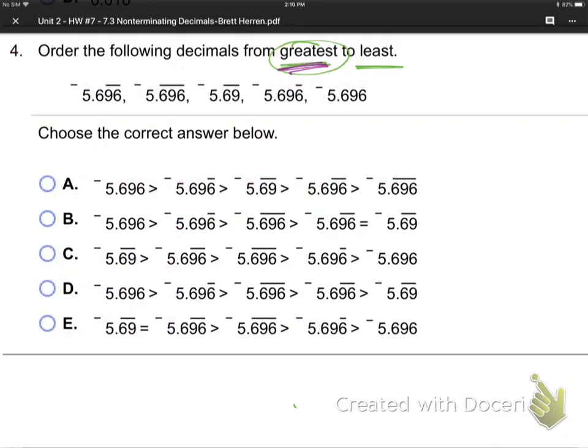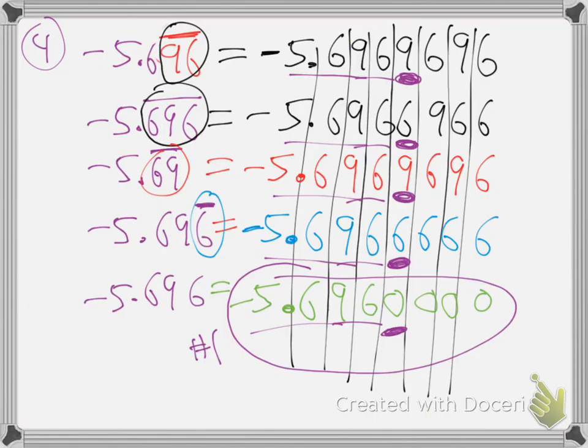Because they want me to start with the greatest, and the greatest means the least negative. So he's the least negative, isn't he? He has a 0, and that's lower than 6 or 9, right? So he's the lowest. He's the least negative. So now, who's next after him? Who's the next least negative?